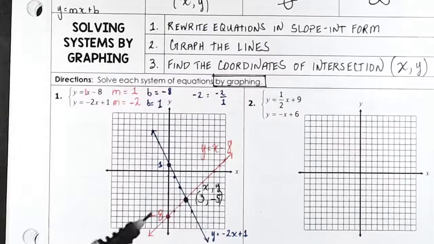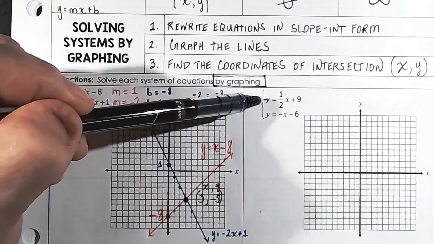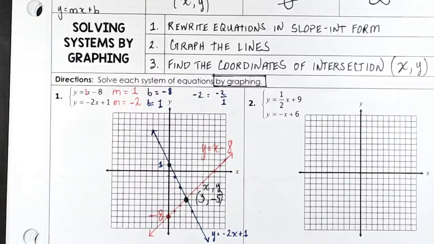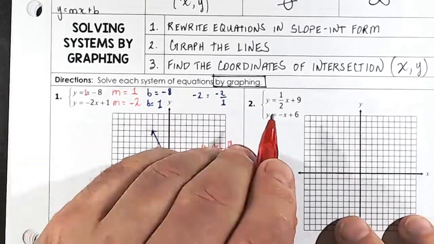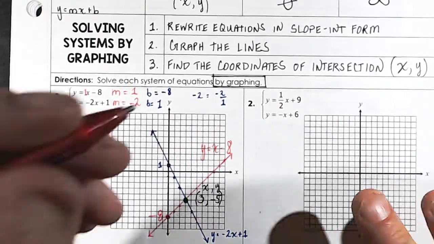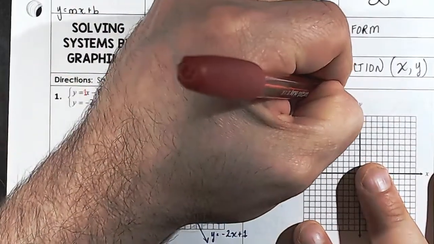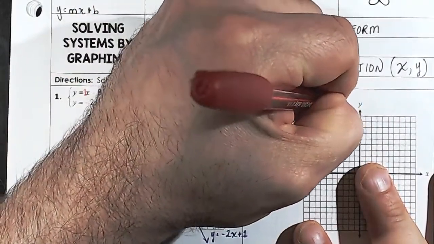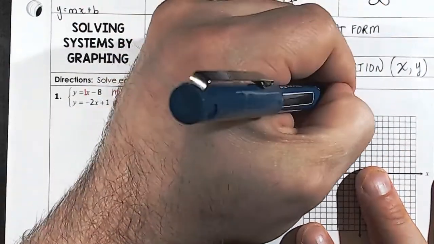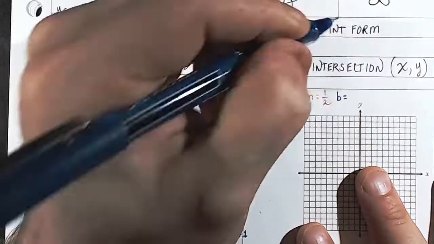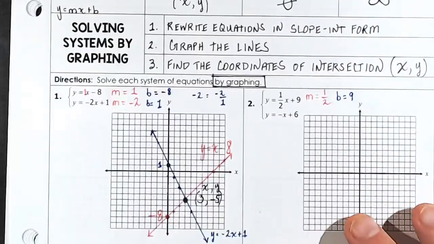Rewrite equations in slope-intercept form, y equals mx plus b. Well, they're already in y equals mx plus b form. See that? For equation 1, we have y equals 1/2 x plus 9. So the slope m is 1/2. That's rise 1, run 2. And the y-intercept of this first equation, which we identify with the letter b, is positive 9.